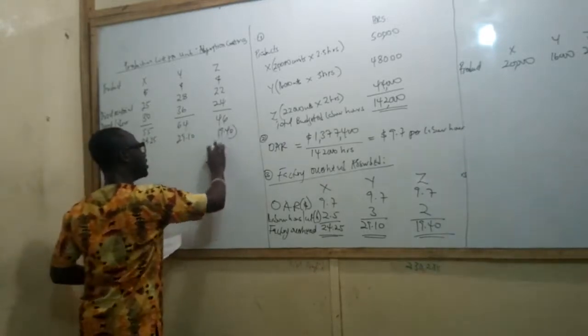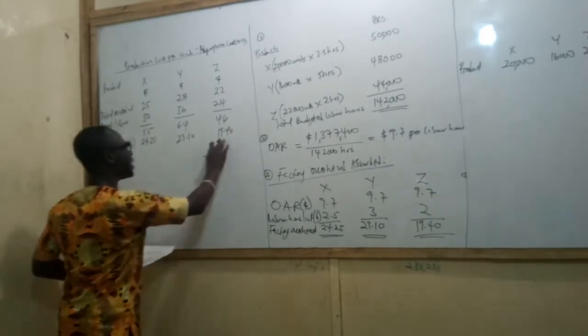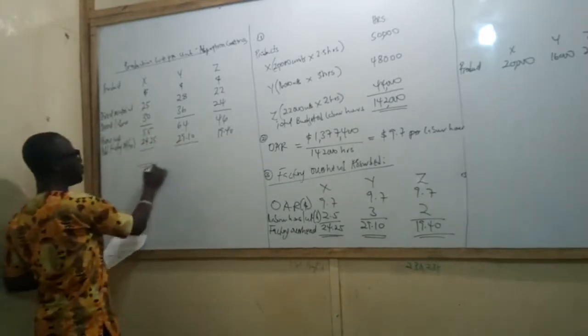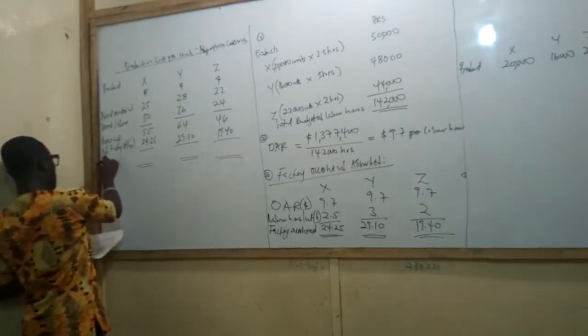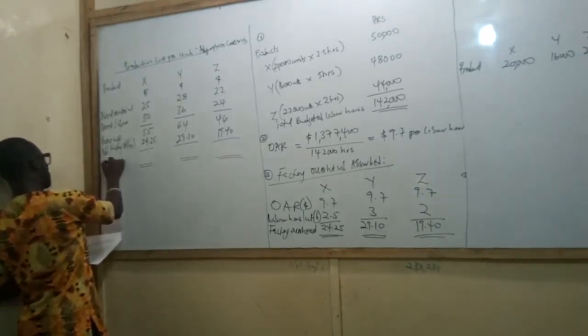It's like I'm doing profit statement. So let's add up, and that will give us the full cost of production, full production cost.